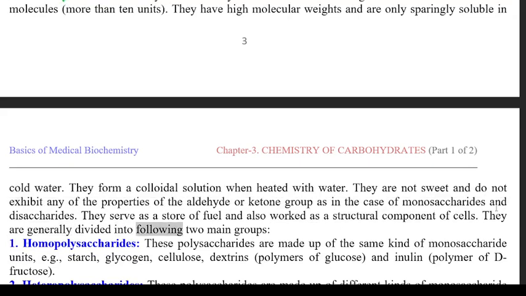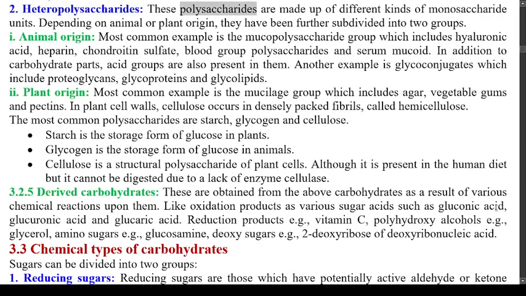They are generally divided into the following 2 main groups. 1. Homopolysaccharides. These polysaccharides are made up of the same kind of monosaccharide units, for example starch, glycogen, cellulose, dextrins, polymers of glucose, and inulin, a polymer of D-fructose. 2. Heteropolysaccharides. These polysaccharides are made up of different kinds of monosaccharide units. Depending on animal or plant origin, they have been further subdivided into 2 groups. Animal origin: the most common example is the mucopolysaccharide group, which includes hyaluronic acid, heparin, chondroitin sulfate, blood group polysaccharides and serum mucoid.